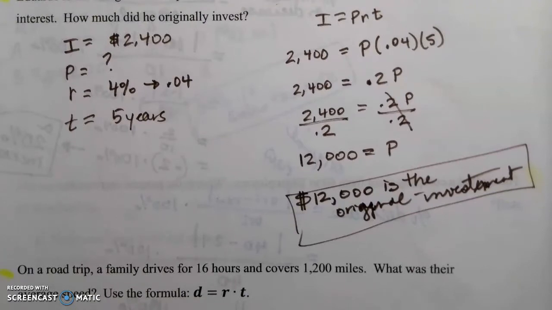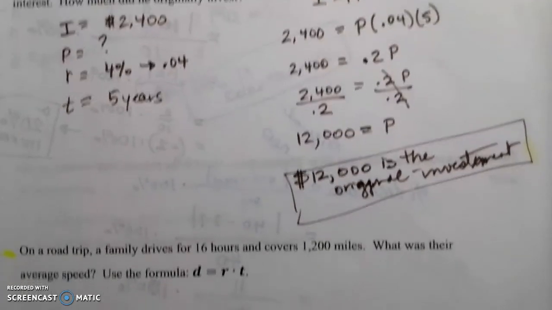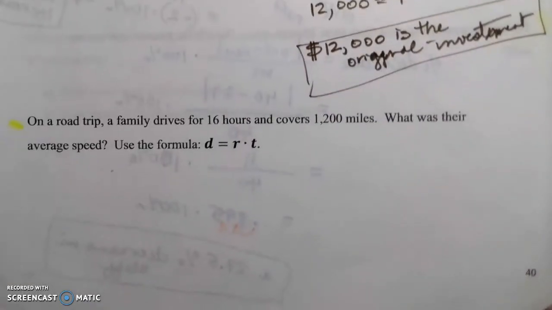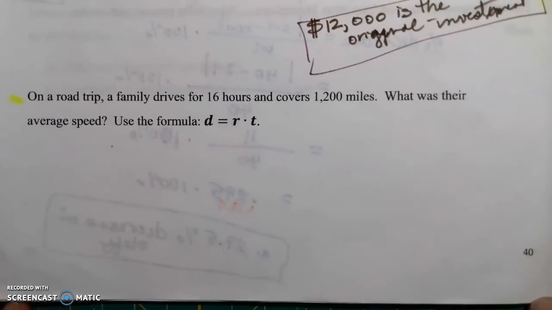So these are a little bit easier sometimes to figure out what goes where than with the percent problems because there's so many ways that the percent formula can be used to look at different situations, whether you're talking about taxes or discounts or commissions or things of that nature. All right, last one here. On a road trip, a family drives for 16 hours and covers 1,200 miles. What was their average speed? Use the formula distance equals rate times time.